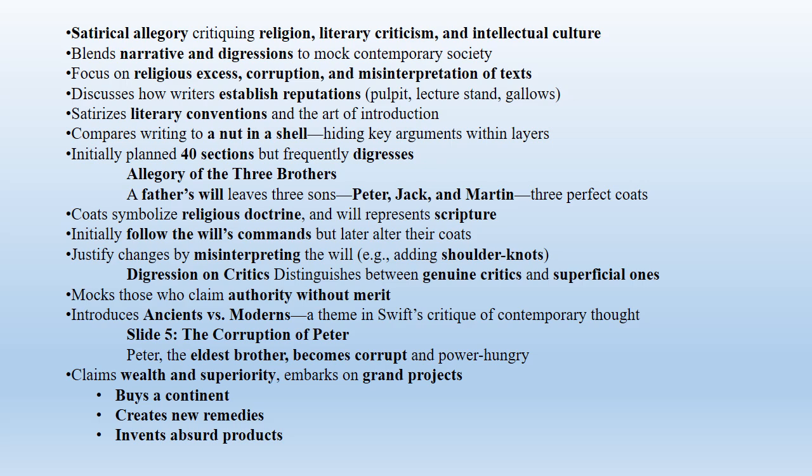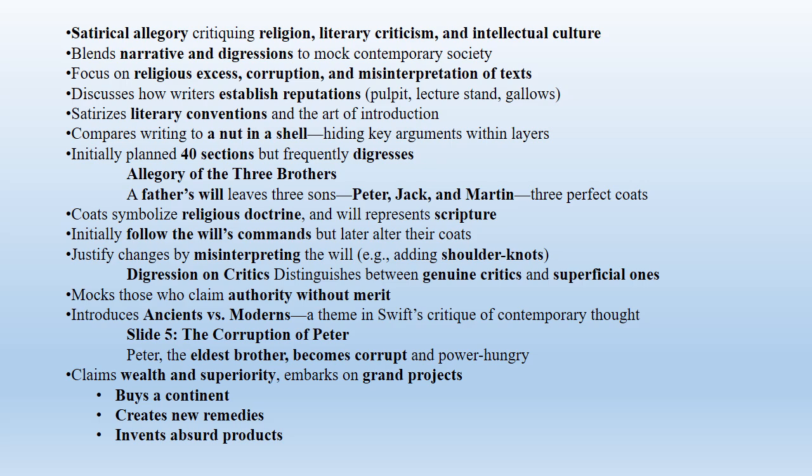The sons initially adhere to the will's commands, but as they journey through the world, they become enamored with contemporary trends. When they wish to add shoulder knots to their coats, a fashionable accessory, they search for a justification within the will. Finding letters that resemble the word shoulder knots, they convince themselves that their modifications are permissible. Over time, they continue altering their coats in response to fleeting fashions, rationalizing each change through selective and often absurd interpretations of their father's instructions.